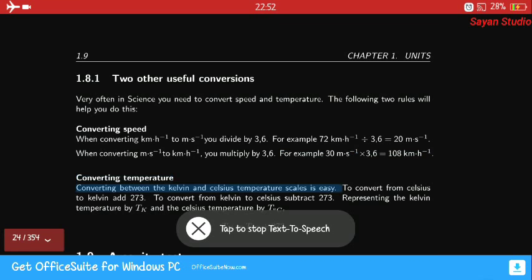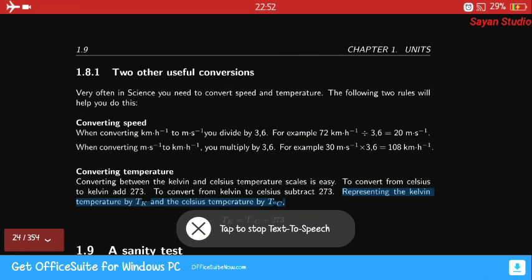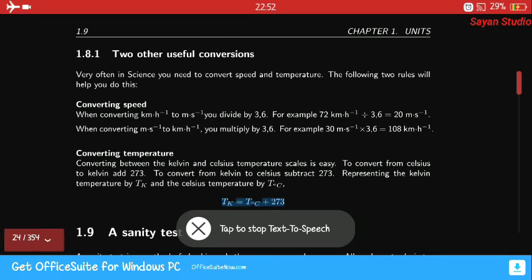Converting temperature. Converting between the Kelvin and Celsius temperature scales is easy. To convert from Celsius to Kelvin, add 273. To convert from Kelvin to Celsius, subtract 273. Representing the Kelvin temperature by T_K and the Celsius temperature by T_C, T_K equals T_C plus 273.